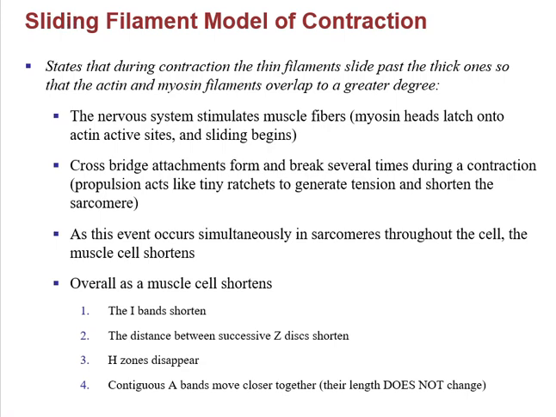So I mentioned in the last video the sliding filament model of contraction. So what is that? Well, it's a contraction model that states that during contraction the thin filaments slide past the thick ones, so the actin and myosin filaments overlap to a greater degree. In plain English, the sliding filament model of contraction says that actin and myosin overlap more when muscle contraction happens.